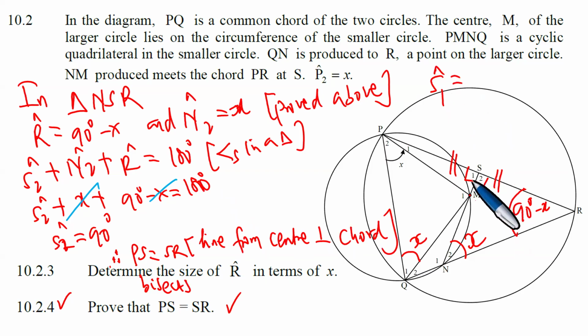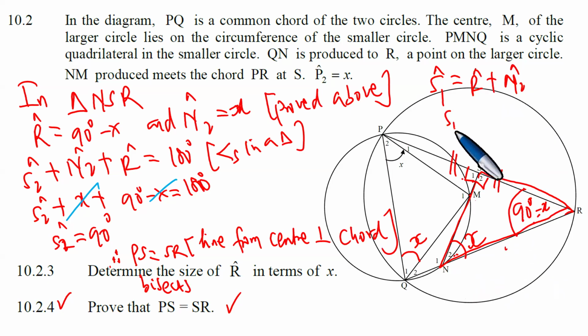The angle S1 is this plus this from grade 10. The exterior angle of such a triangle is the sum of the interior opposite angles. The exterior angle S1 is an exterior angle of this triangle. So the exterior angle of a triangle is equal to the sum of the interior opposite angles, meaning the angle S1 is actually the same as the sum of the angle R plus N2. The angle R would be 90 degrees minus X, plus N2 is plus X, isn't it? So that the angle S1 is actually exactly 90 degrees.